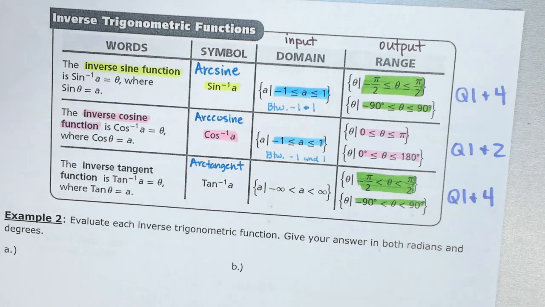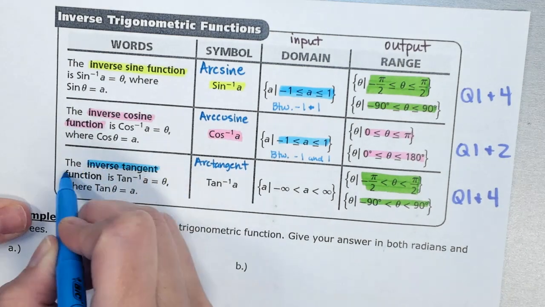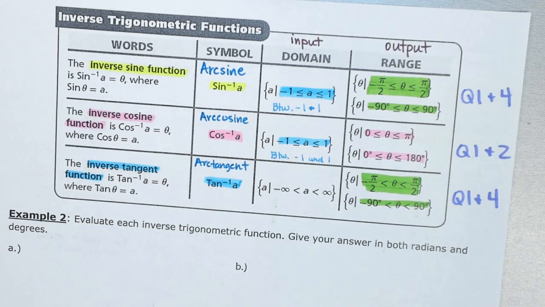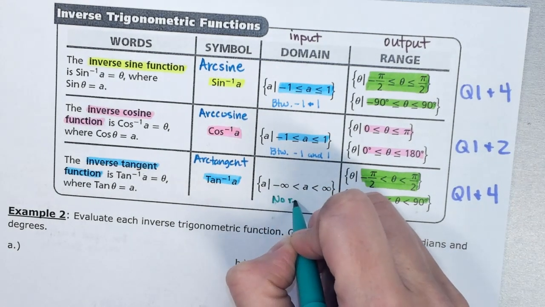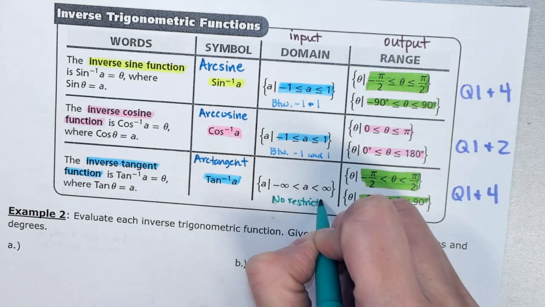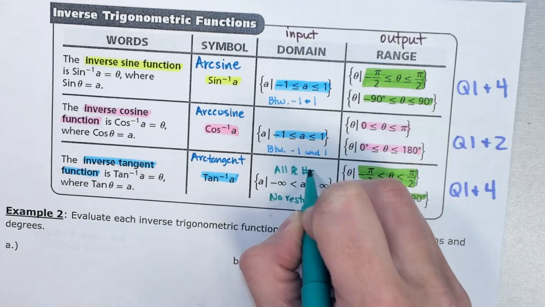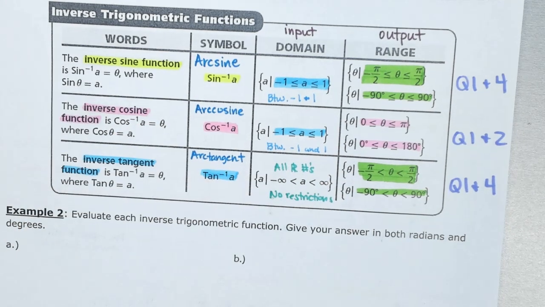What we didn't talk about yet with the tangent are the input values. So if you have the inverse tangent function with the capital T here, it says that your input is from negative infinity to infinity. That means there's no restrictions. Or you can think of it as all real numbers. That means you can plug in any number, and you can get an output value there for your tangent.